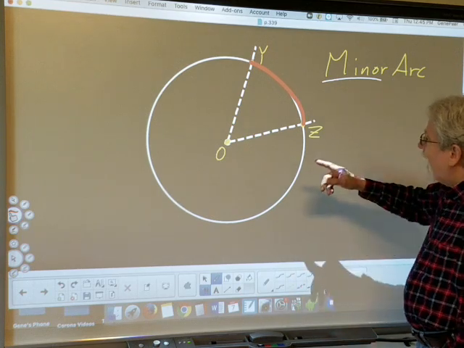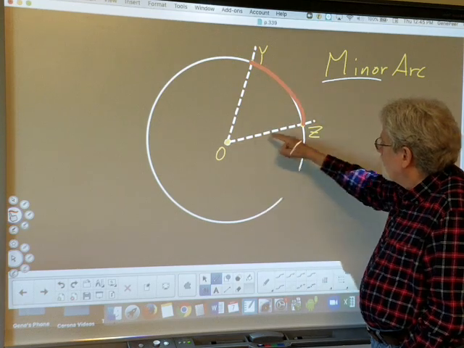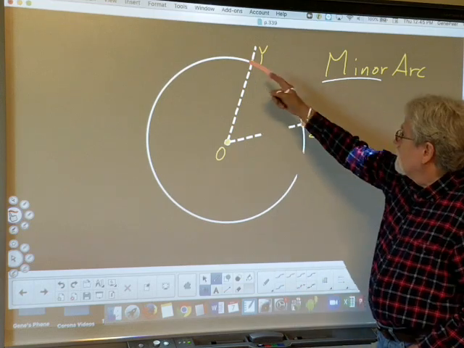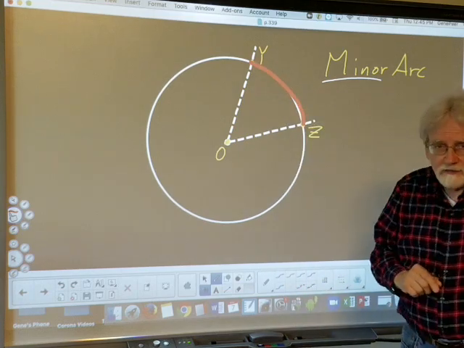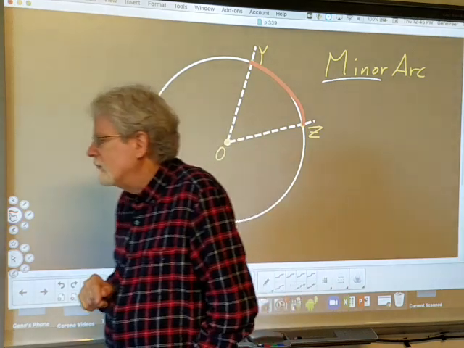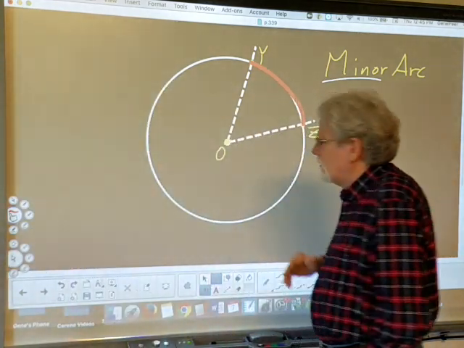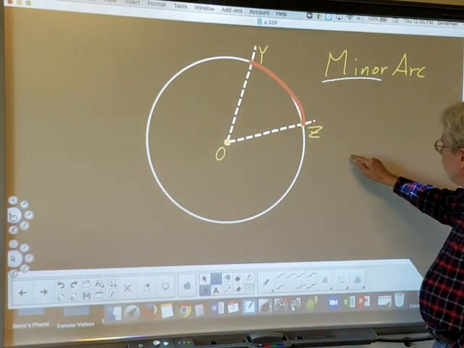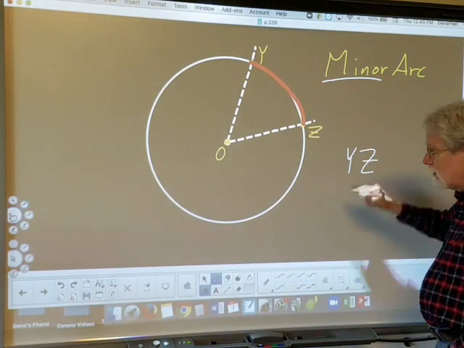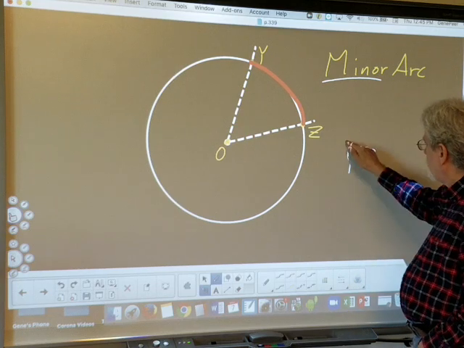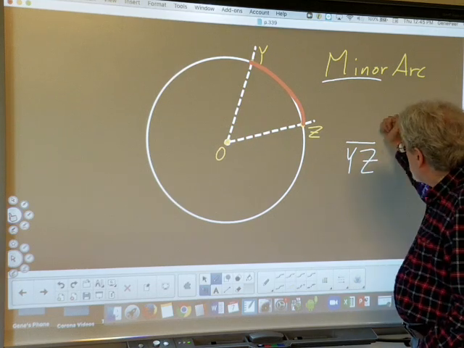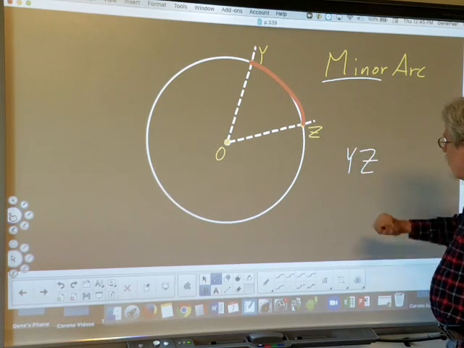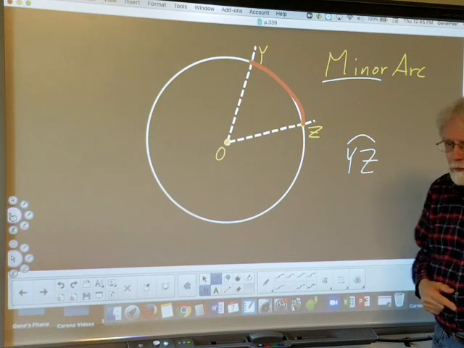Or in other words, if angle YOZ is less than 180 degrees, then arc YZ is a minor arc. Now, to name an arc, to name this red arc, we use its two endpoints, Y and Z. It's a lot like naming a segment. But we can't put a segment symbol on top because it's not a segment. We certainly can't put a line symbol on top because it's obviously not a line. What do we put on top? We put on top the arc symbol.